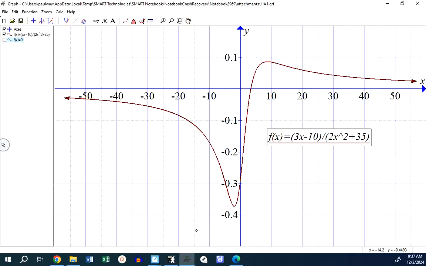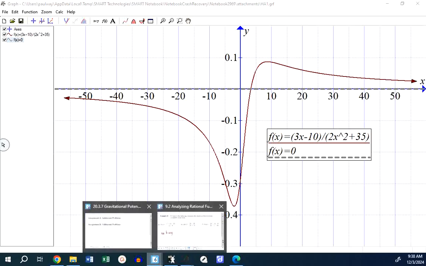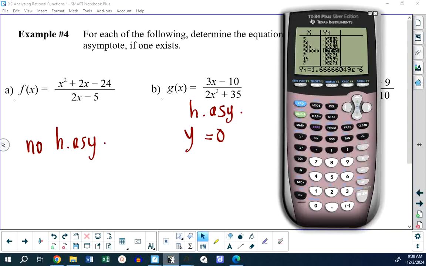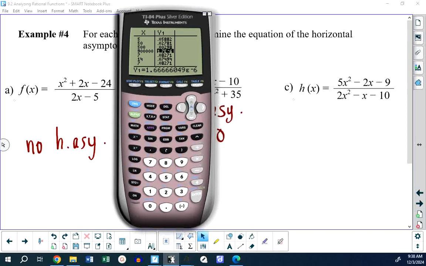You can see that there is a horizontal asymptote at y equals 0. So this is the horizontal asymptote. Well, let's look at this graph up here. Rather than me, I guess we'll be consistent. Let's put it into our calculator and use the tabular approach.